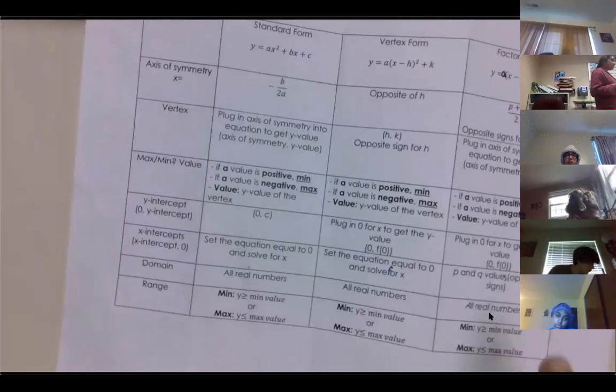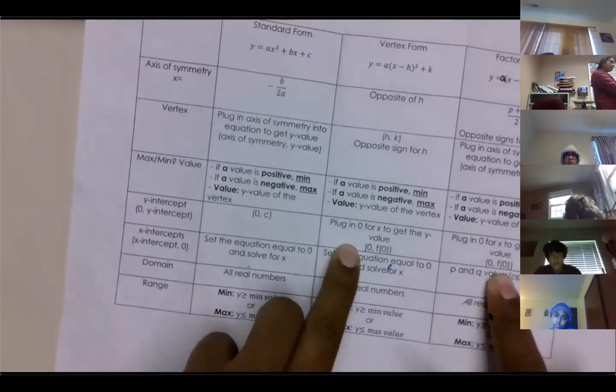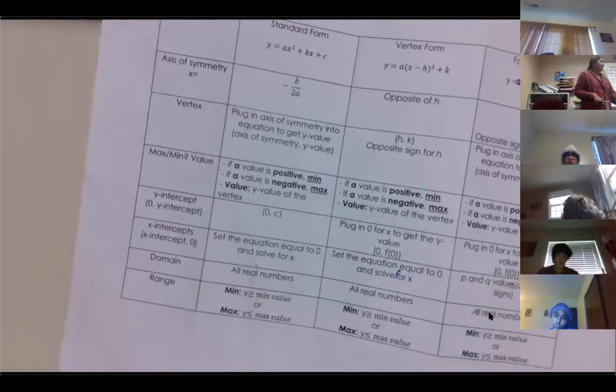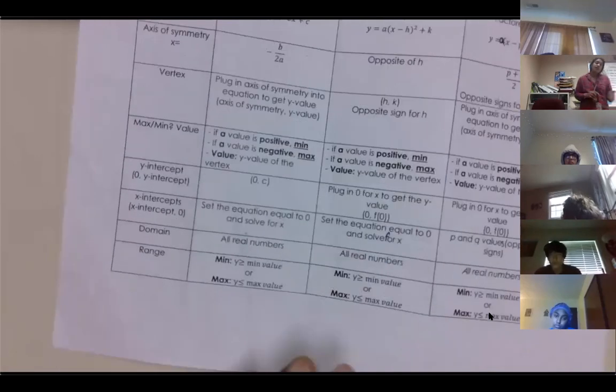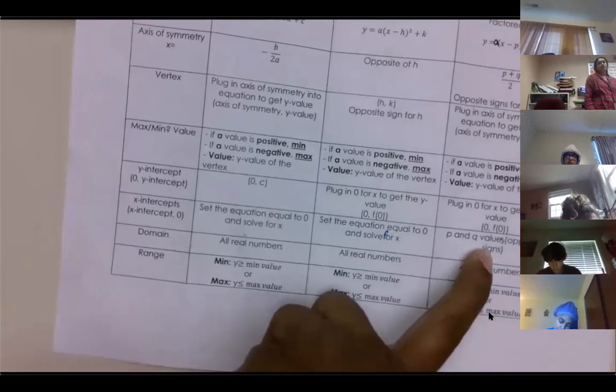To find the y-intercept in factored form, it's the same as finding it in vertex form. So like Jonathan said today, all you do is plug in 0 for x to get the y value. And then up until now, we have not been required to find x-intercepts. So for standard form and for vertex form, I didn't ask you to find the x-intercepts, but for factored form or intercept form, you do need to find them. And to find the x-intercepts, you just take the p and q values, but the opposite signs of those.